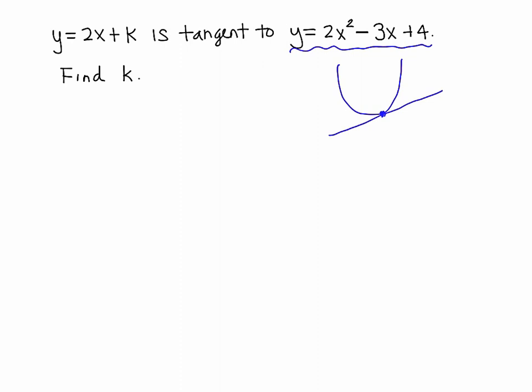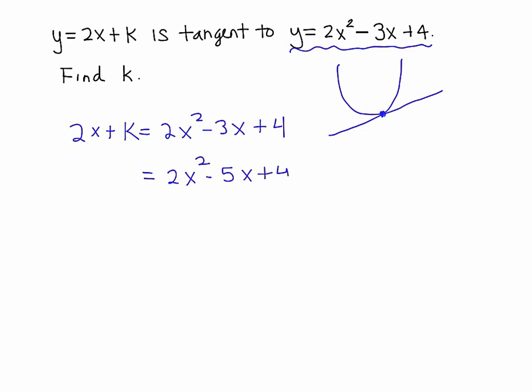To find the k, we're going to set two functions equal to each other, 2x plus k is equal to 2x squared minus 3x plus 4. Subtracting the 2x on both sides, we're left with 2x squared minus 5x plus 4. Subtract the k on both sides, minus k, they're all equal to 0.